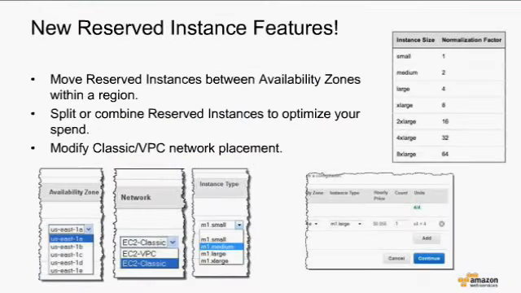With these reserved instances, we've actually opened up recently new features to help you get more value out of them and use them more effectively. You can now move them between availability zones within a region, which was previously not possible. You can now split and combine them to optimize your spend if you need some bigger instances or some smaller instances, as long as you stay within the same instance family. You can modify those to meet the needs of your specific infrastructure. And you can also modify the classic/VPC network placement.